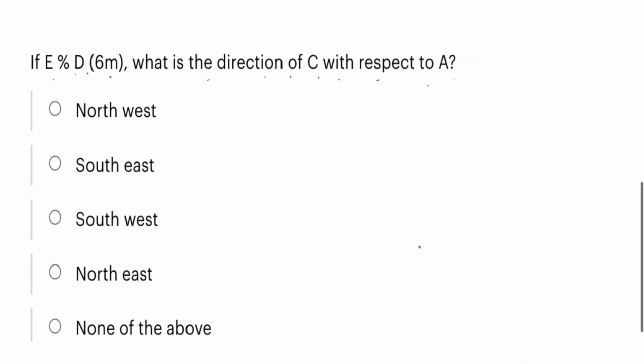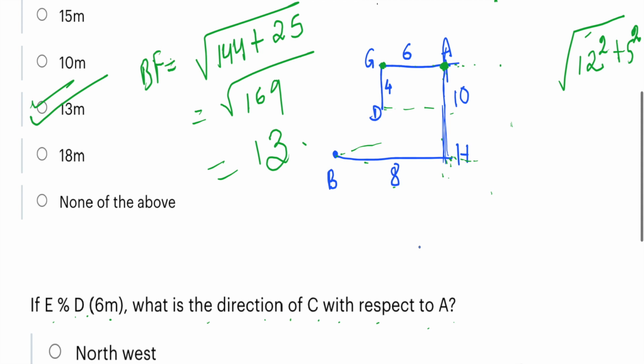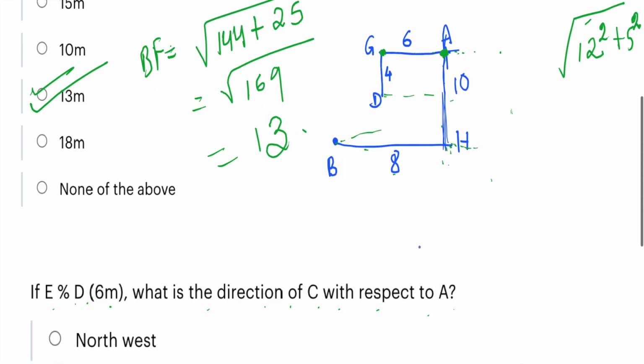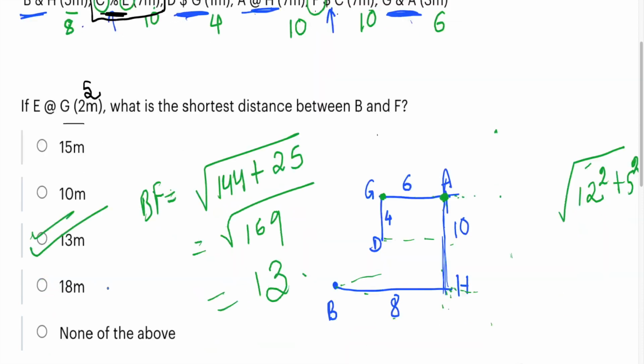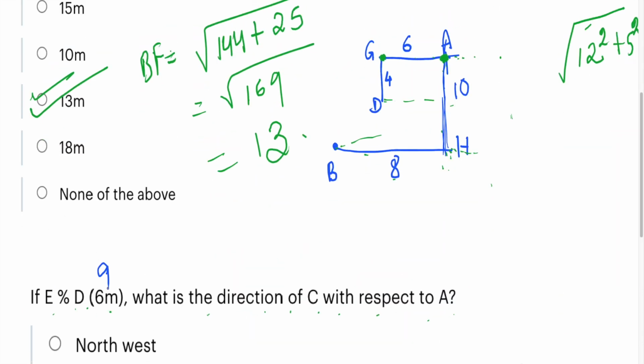Right? Now E percentage D, E and D, there is a relationship, 6 meter. Okay, what is the direction of C with respect to A? Fine. So 6 meter means what? 6 meter means 6 plus 3, 9. Okay, percentage means what? Percentage means east. So E is towards the east of D, and that to 9 meters. Okay, E is towards the east of D. So this much is 6. So you have to go till here, E, and it is 9.